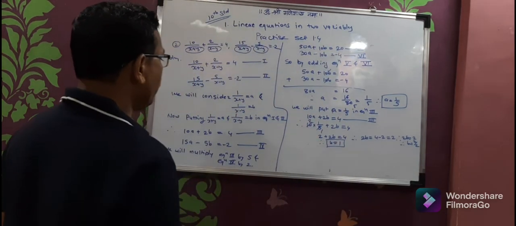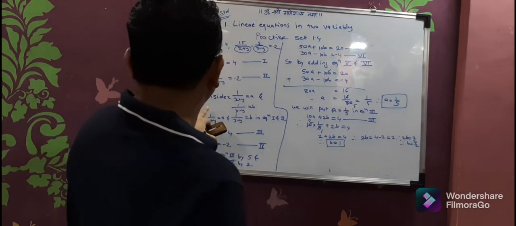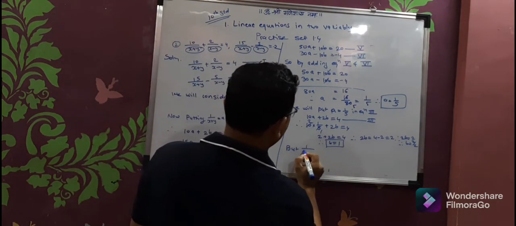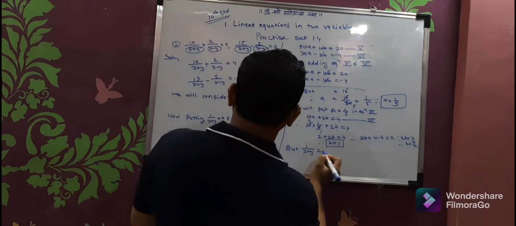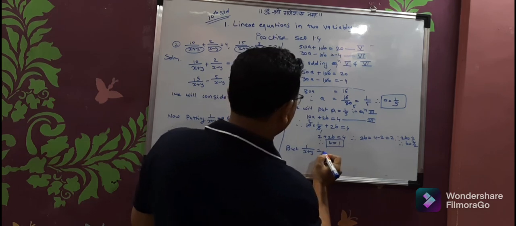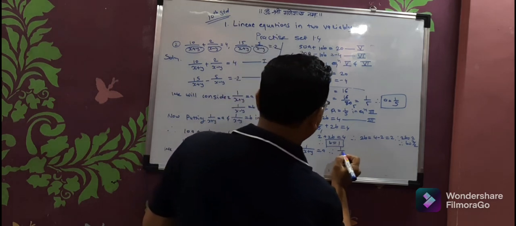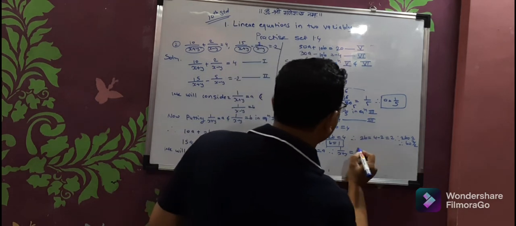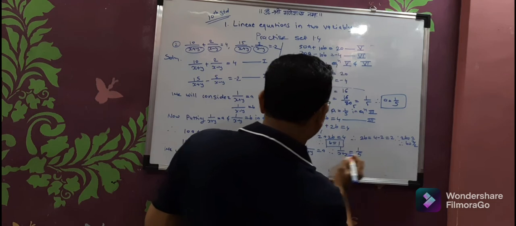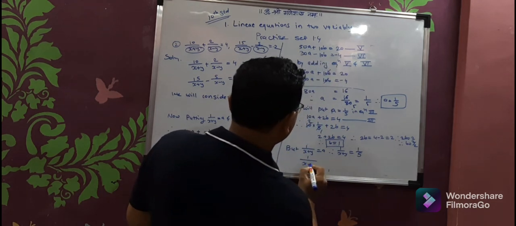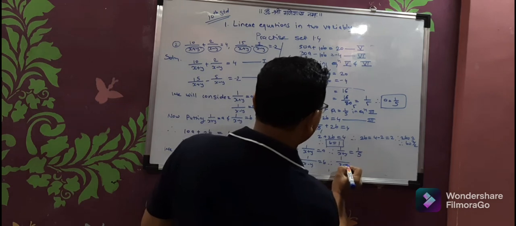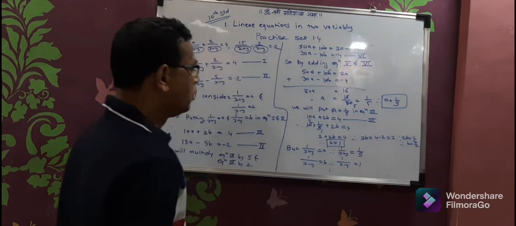Now we will put the value of A and B. 1 upon x plus y is equal to A. So 1 upon x plus y is equal to, what is the value of A? 1.5. And 1 upon x minus y is equal to B. So 1 upon x minus y is equal to 1.